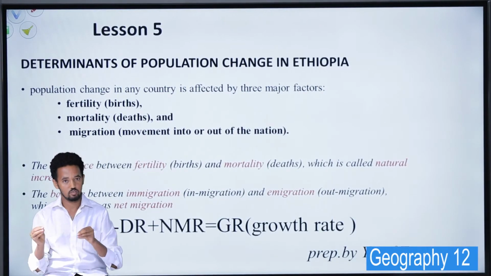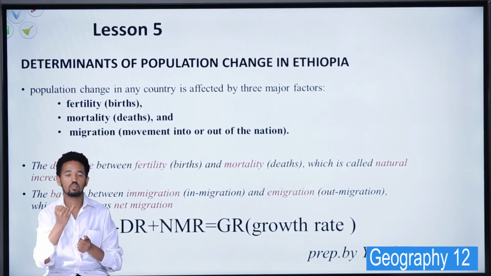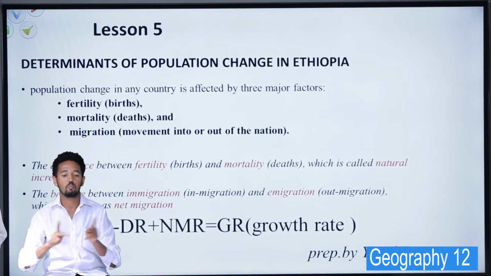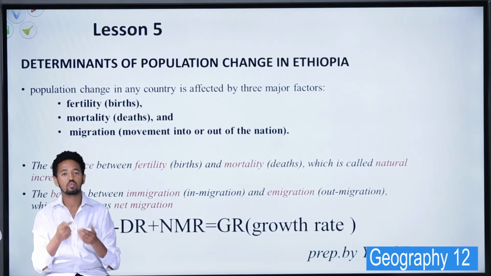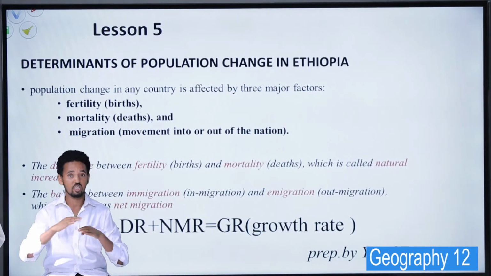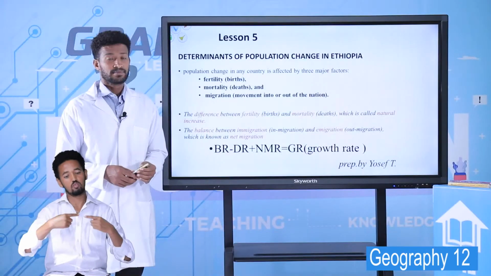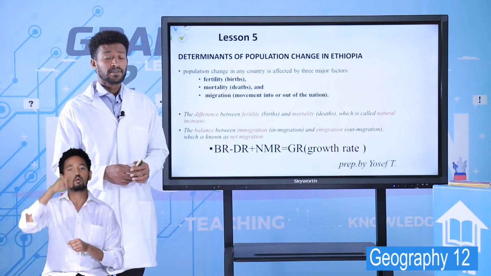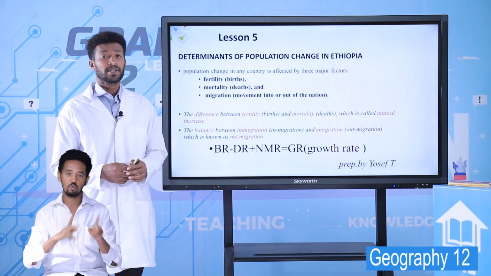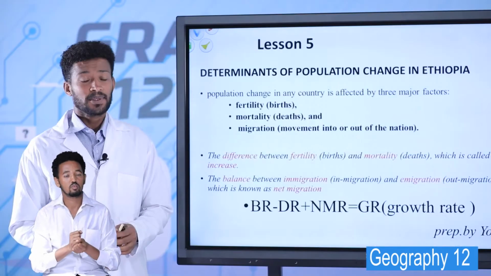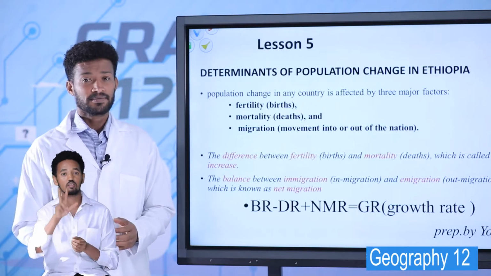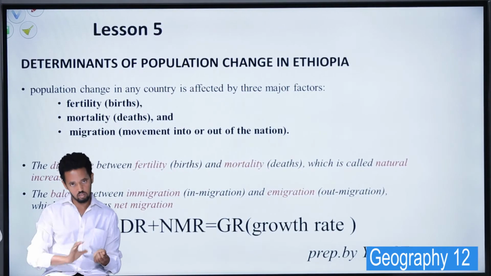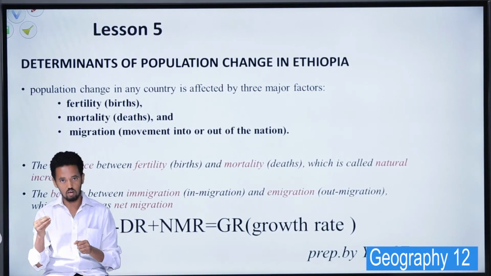Students, what does population change mean? Population change means when a certain population number is increasing, decreasing, or becoming constant. This happens due to the factors of population dynamics. Population dynamics are three. These are fertility, mortality, and migration.